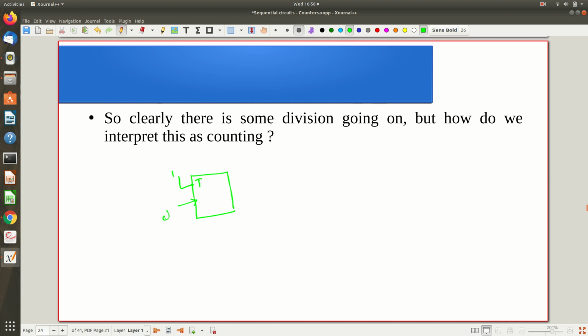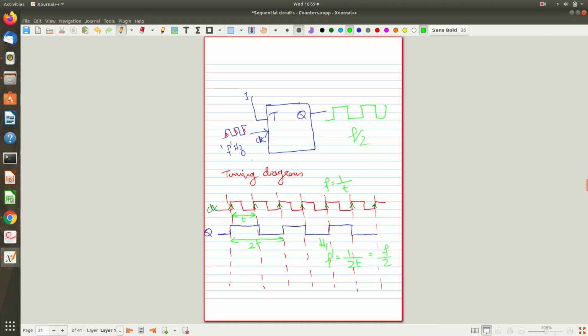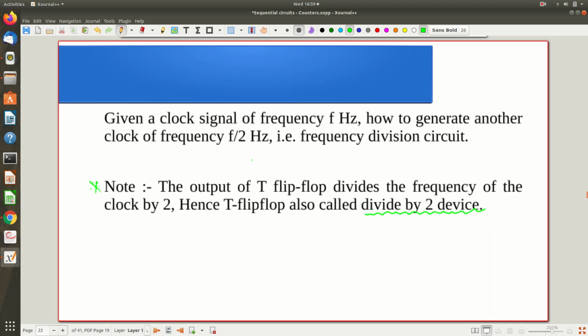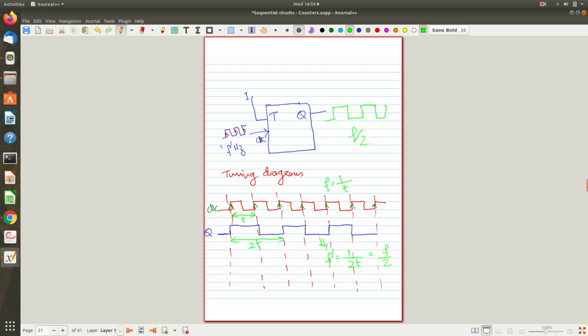Some clock is being applied, and you saw that the output is of half the input clock frequency. Another observation you need, hope you remember how Q is changing. I drew the change of Q like this: initially it was 0, then it changes to 1 and stays at 1 for a long time, then it changes to 0 again.